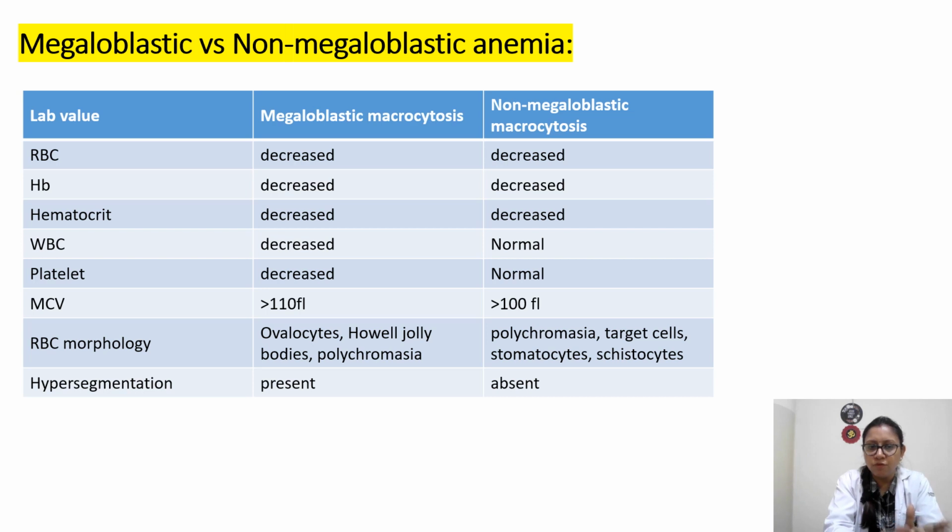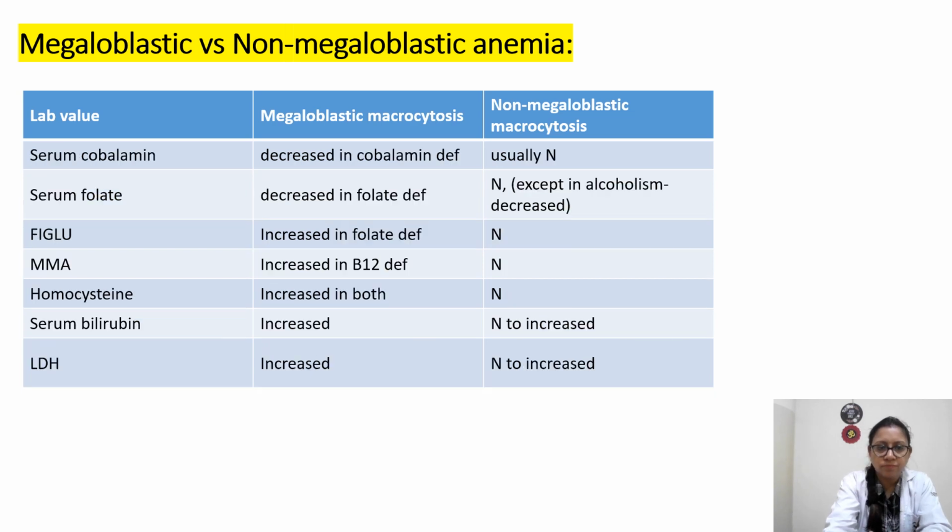Coming to RBC morphology, तो तीन characteristics हैं: macro-ovalocytes, Howell-Jolly bodies, polychromasia or hypersegmentation. So these are present in your megaloblastic macrocytosis. Hypersegmentation is absent in your non-megaloblastic macrocytosis. Along with that, there is polychromasia, target cells, stomatocytes and schistocytes. Few other lab parameters जो हमने पढ़े हैं अभी. Serum cobalamin will be decreased in cobalamin deficiency. Serum folate will be decreased in folate deficiency. In non-megaloblastic macrocytosis, cobalamin and folate will be normal, except in alcohol where folate is decreased.